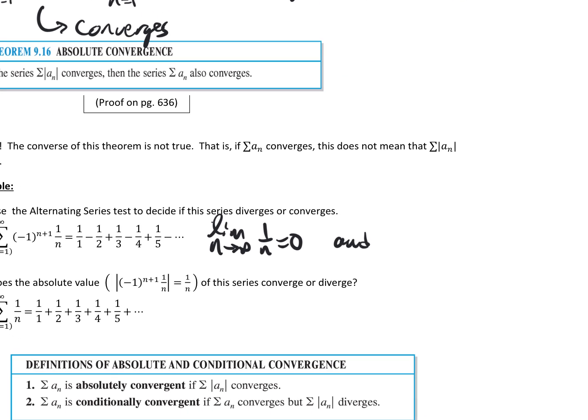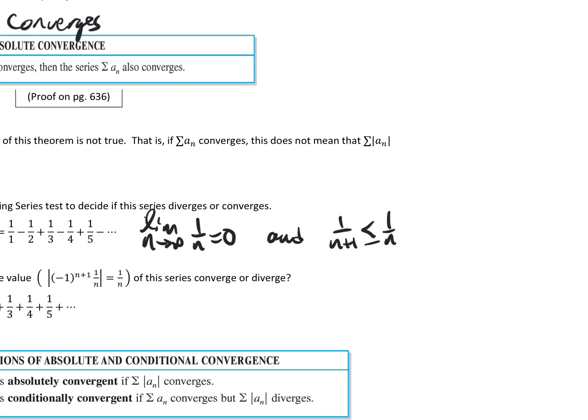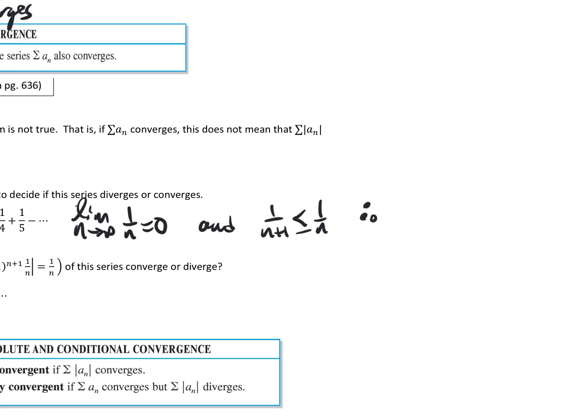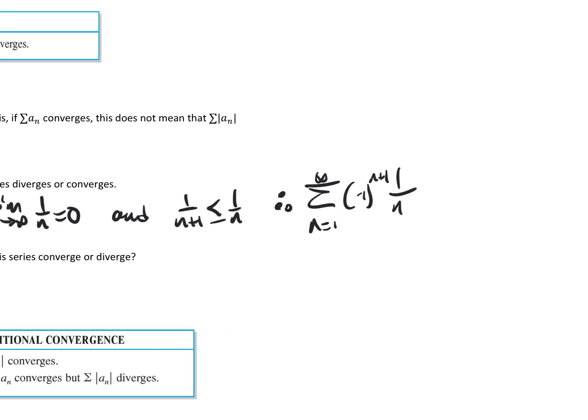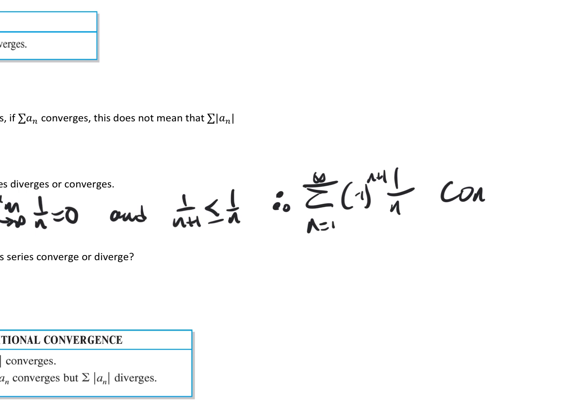And also we know that 1 over n plus 1 is less than or equal to 1 over n always. So it's non-increasing. Therefore, the series from 1 to infinity of negative 1 to the n plus 1 over n converges by the alternating series test.